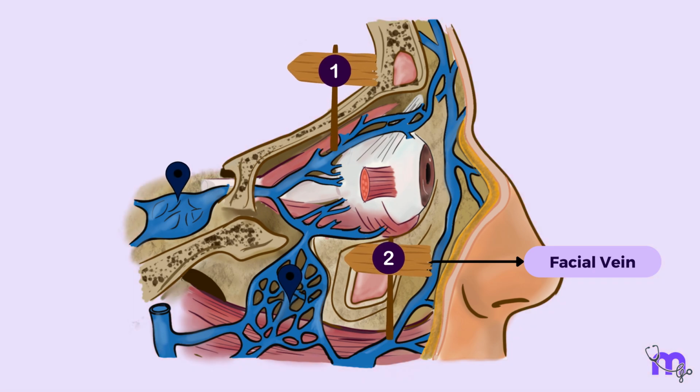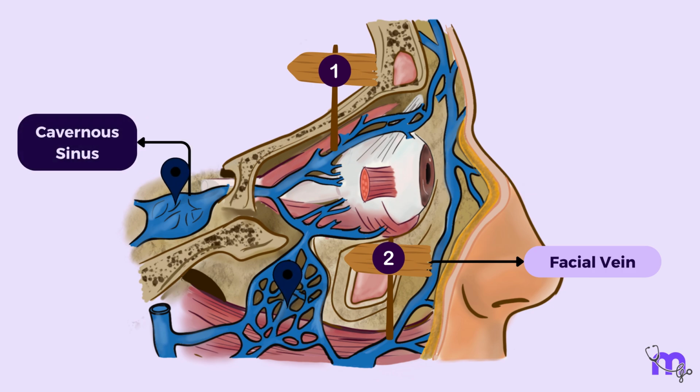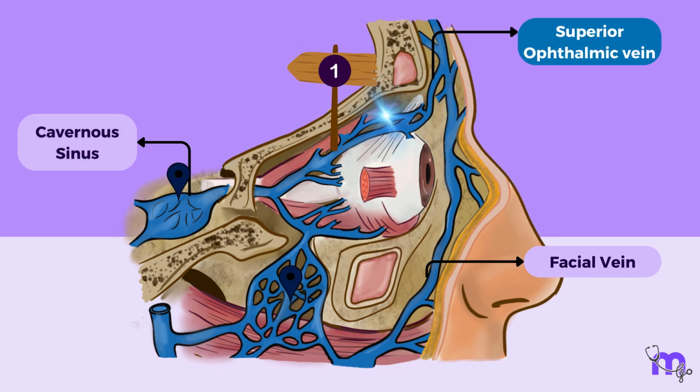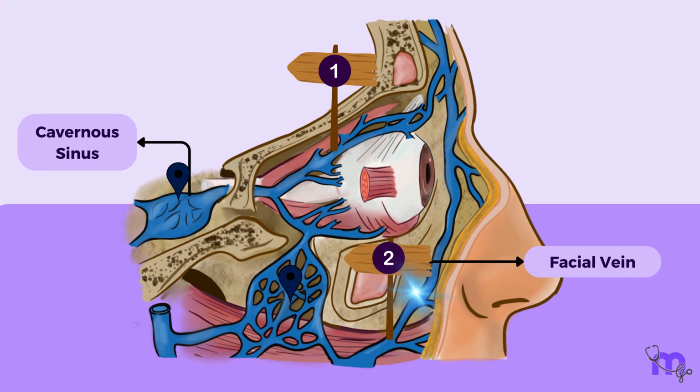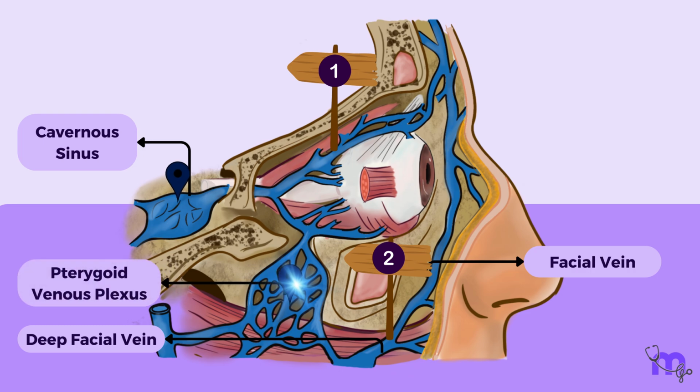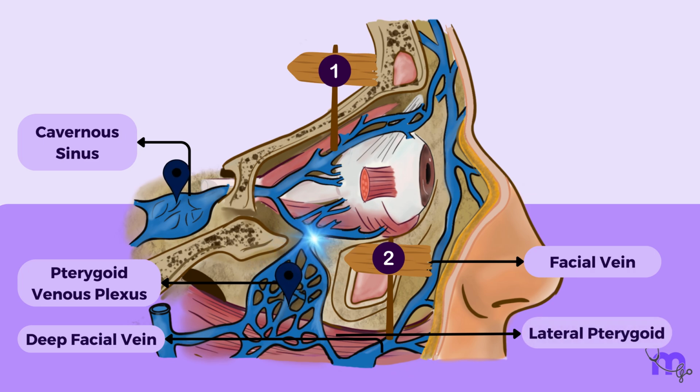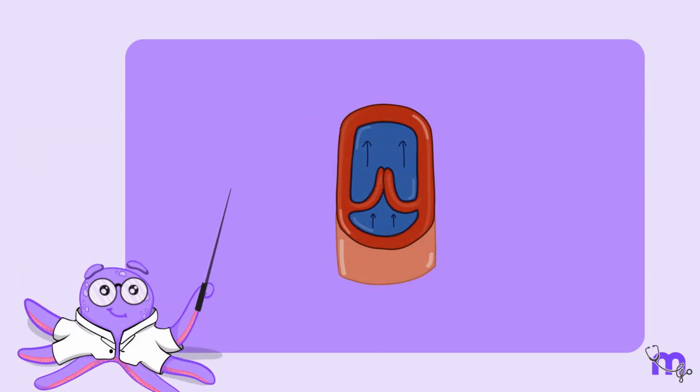There are two ways of communication with the cavernous sinus. One being the superior ophthalmic vein that travels backwards within the orbit, and the other being the deep facial vein that connects to the pterygoid venous plexus. The pterygoid venous plexus surrounds the lateral pterygoid muscle and connects to the cavernous sinus via an emissary vein. But here's the interesting part.